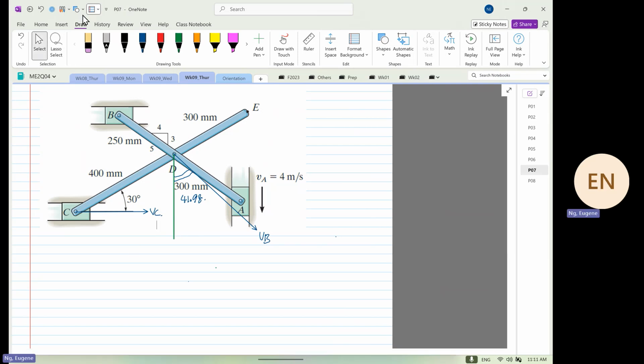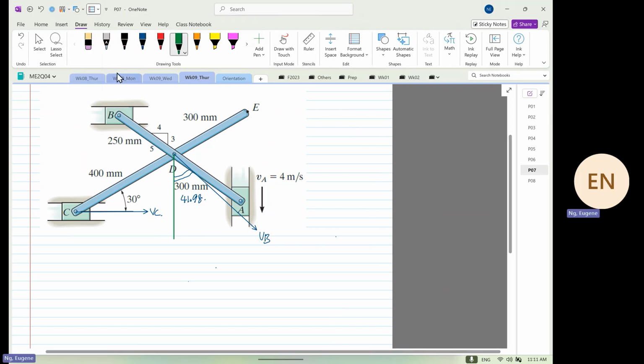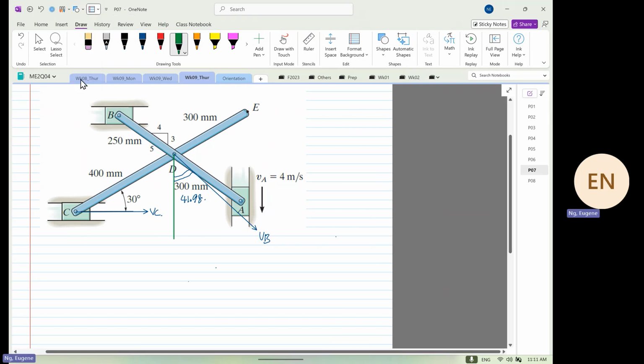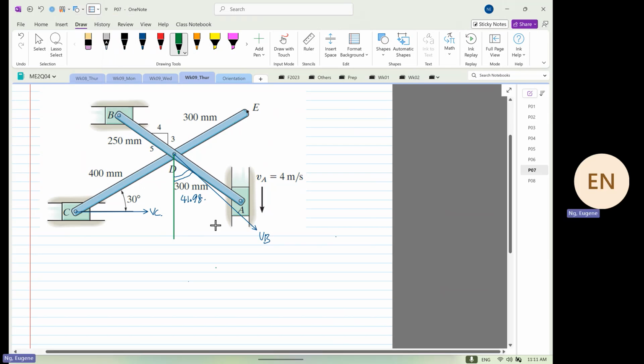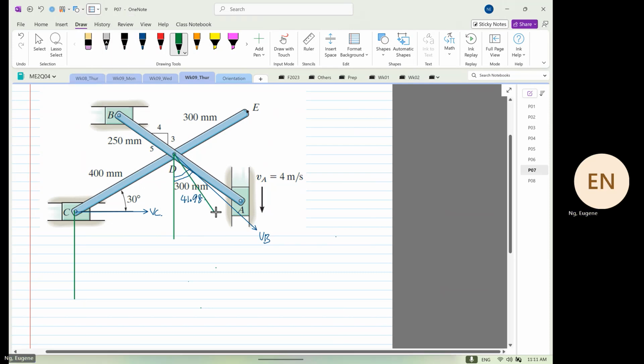Then I'm going to use the green line to sketch the domain, or using instantaneous center. We know that this will come down vertically. And then I'm going to use this angle that we have found.